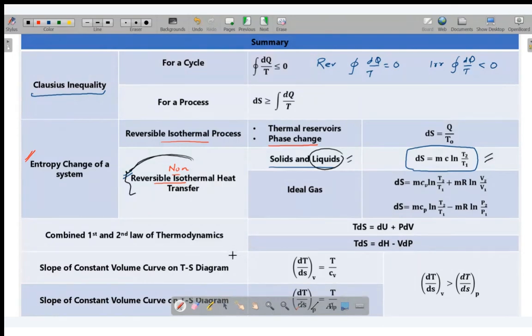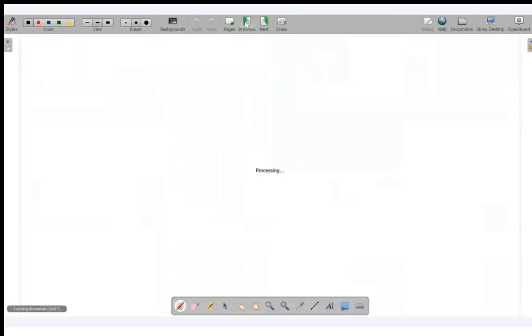In the next part, temperature is not changing, only phase is changing, water to ice. So we will use this formula. And then finally, we have ice which is solid and temperature is changing. So we will use again this formula.